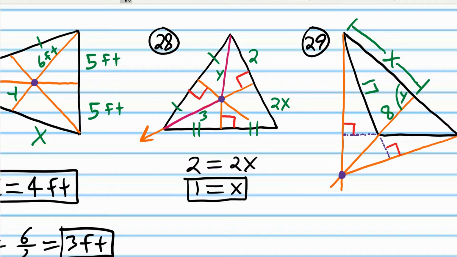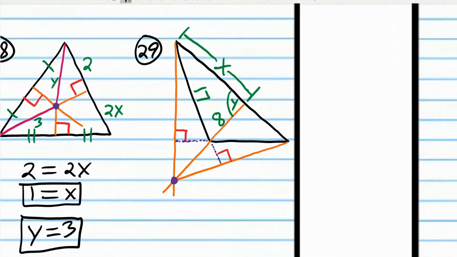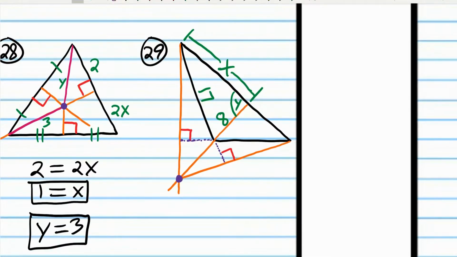Now, the Circumcenter Theorem tells us that the distance from the circumcenter to any vertex must be 3, because it says this distance is 3. So y must be 3 also. So y is equal to 3. If you got that answer, good job. All right, try number 29, and when you come back, we'll do it together.